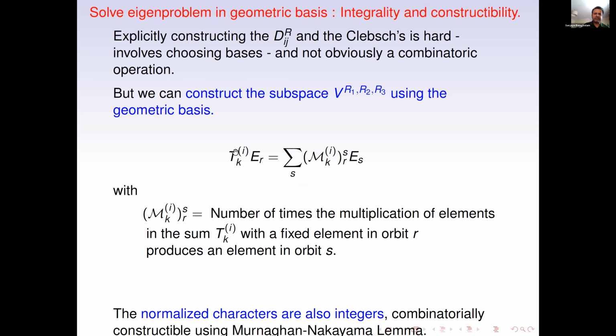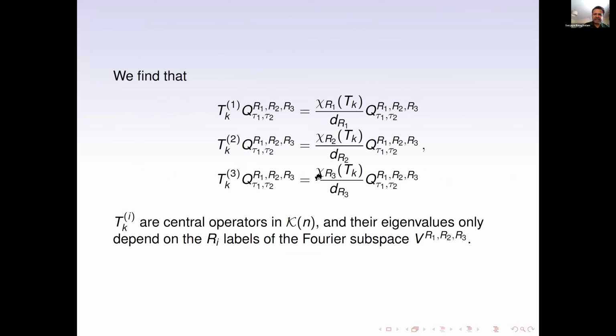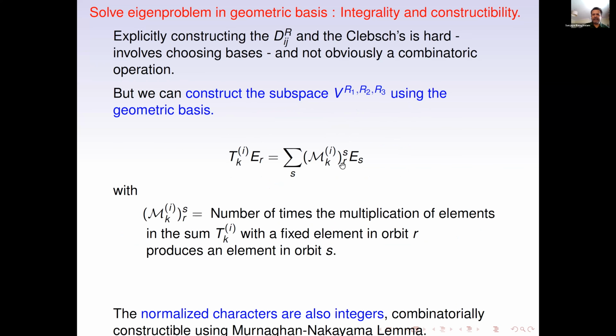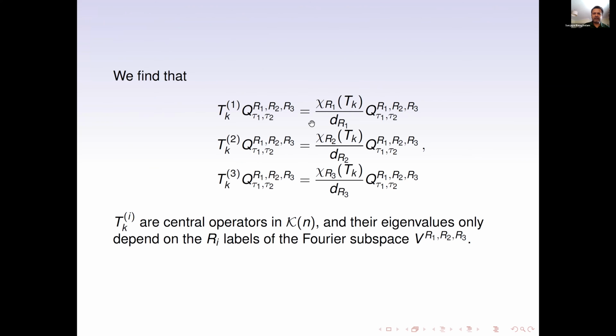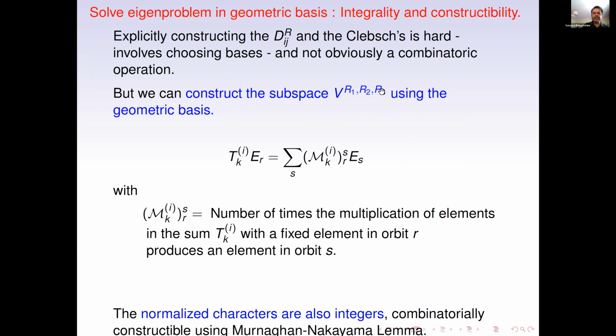When this acts on K of n by left action, the eigenvalues are these normalized characters, and these are also known to be integers. So you have an integer matrix and eigenvalues of that integer matrix which are known, and they are combinatorially constructible using known results in symmetric group theory, the Murnaghan-Nakayama construction. So basically, you can identify these interesting Fourier subspaces using an eigenvalue equation.